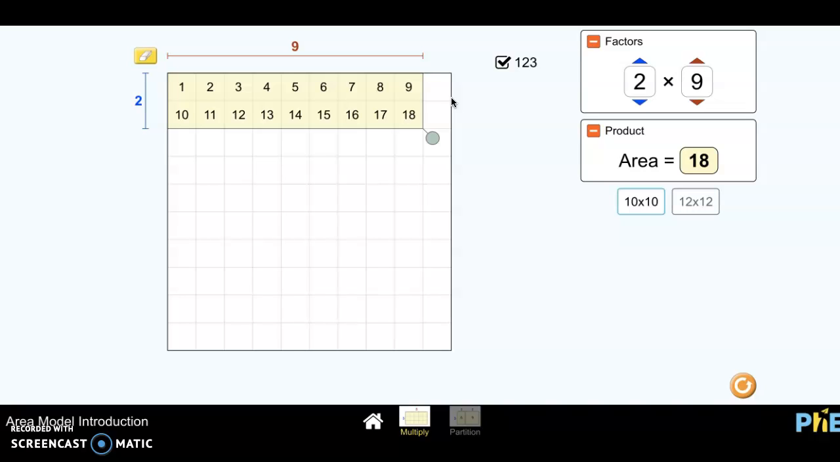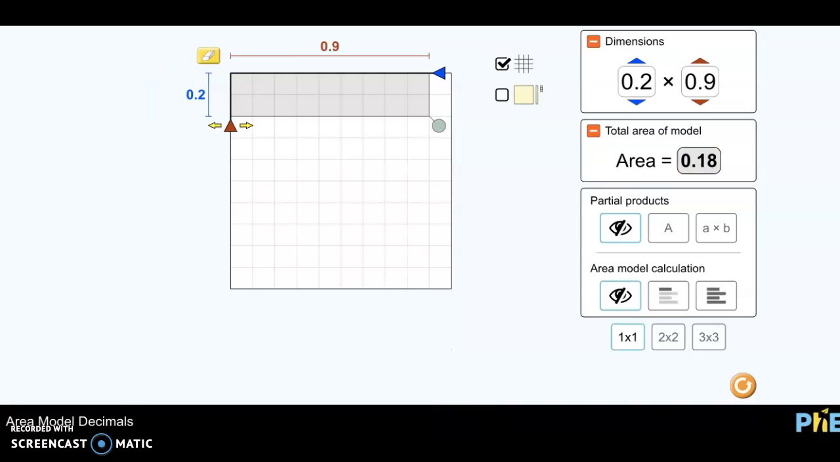We can also think of this the opposite direction using the commutative property. We can think of it as 9 columns of 2 blocks apiece, which would still give us 18 blocks. So there are 100 blocks here. So instead of thinking of this as individual whole numbers, I'm going to start thinking of this as a 1 by 1 block. So now, instead of it being 9 by 2, now it's 0.9 by 0.2.